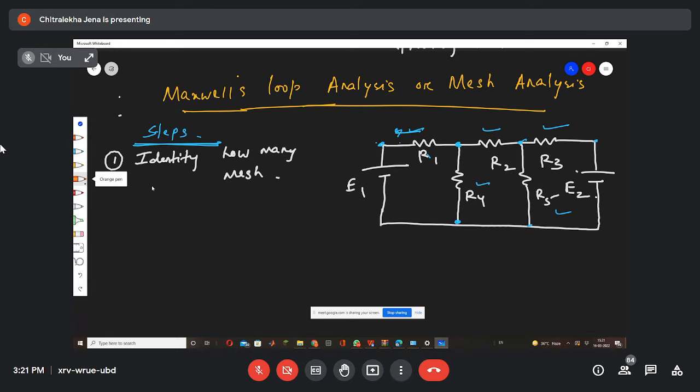Now for this circuit, tell me how many meshes there are. You will consider only the meshes, not the loops. A mesh is the elementary form of a loop. A mesh is definitely a loop, but you will not take the loop, rather you will take the mesh. Tell me, how many meshes are there? Three meshes are there. So first identify, and the second step is to name the meshes.